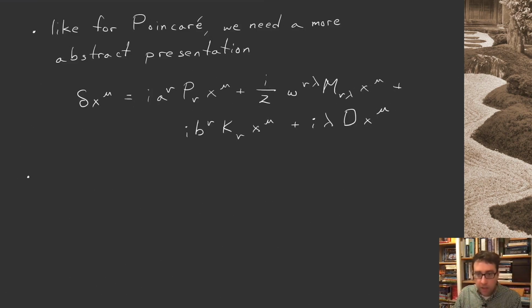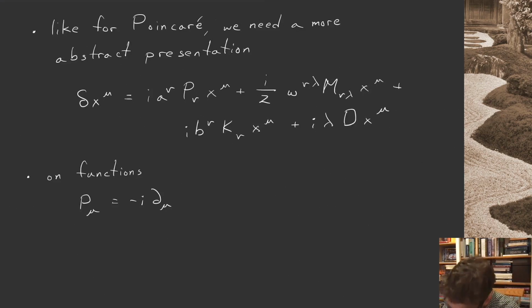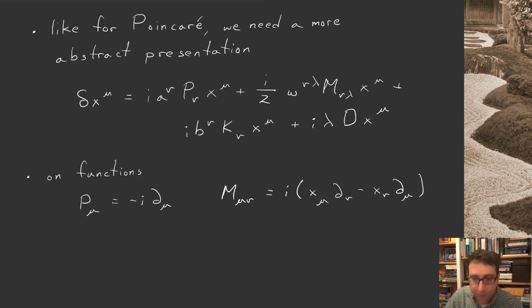Now, if we just think about how these act on functions, well, as usual, we can think of P_mu as minus the partial derivative, and M_mu nu as this peculiar combination, x_mu d_nu minus x_nu d_mu. It's basically angular momentum, right? So it's r cross v. It's the cross product of the position and the velocity.